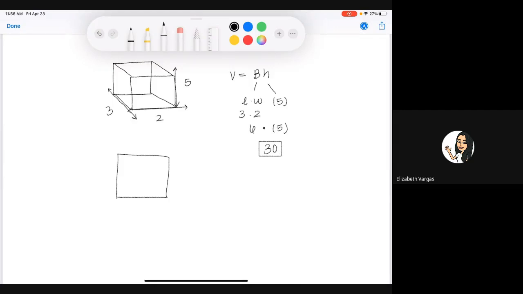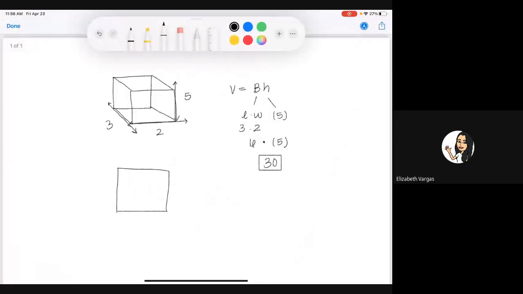Okay, so now I have that same cube, but this time it's an oblique cube. So oblique, I don't know how to draw it. Say this is the altitude. Okay, so then I know that this is equal to 7. I know that this is equal to 3. And I know that my altitude is equal to 2.